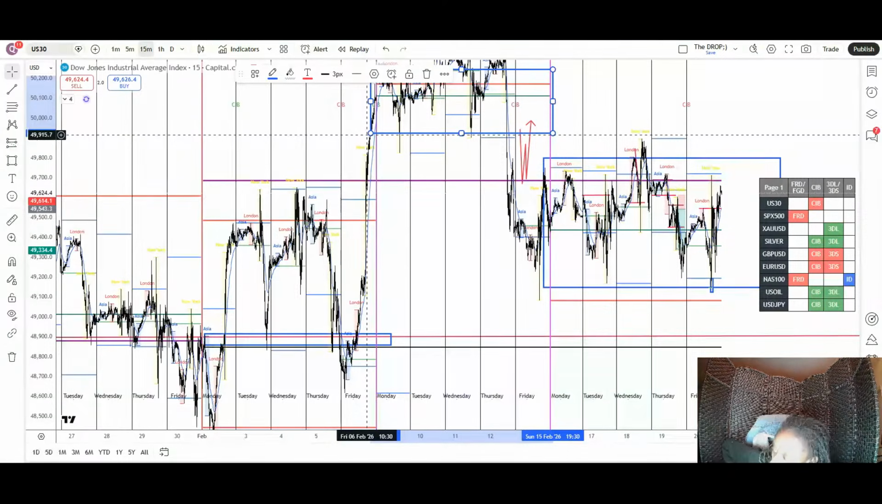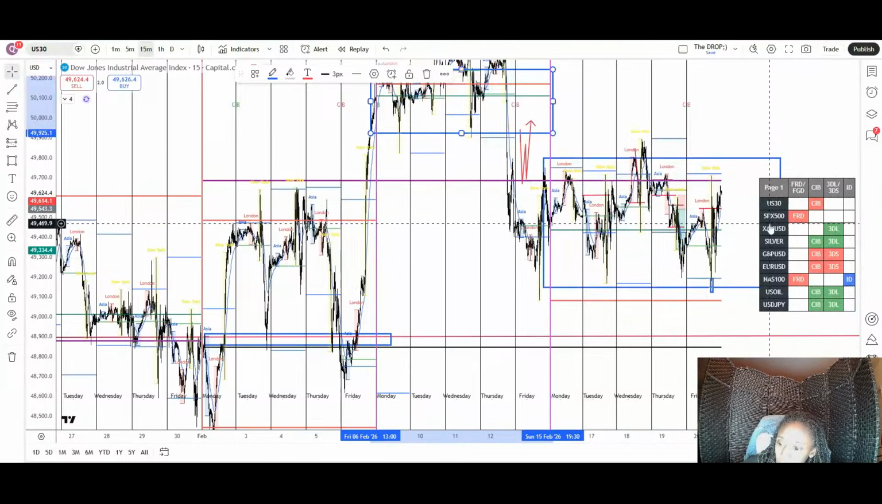What market do you trade the most? Indices. Pretty much, yeah. Indices. Everything that you see on my watch list right now is the only pairs that I trade. The only pairs.